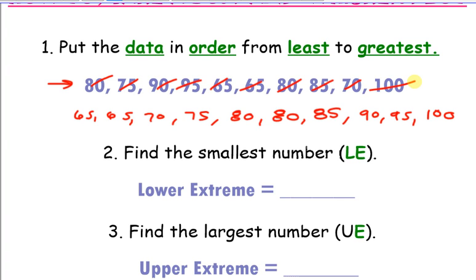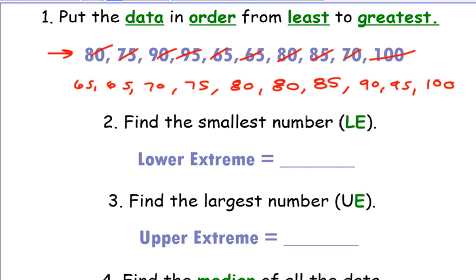All right, now that you have it in order, step 2 is find the smallest number. Right here, 65. 65 is what is called the lower extreme. When you hear the word extreme, that means like the farthest out, like absolutely craziest idea kind of thing.